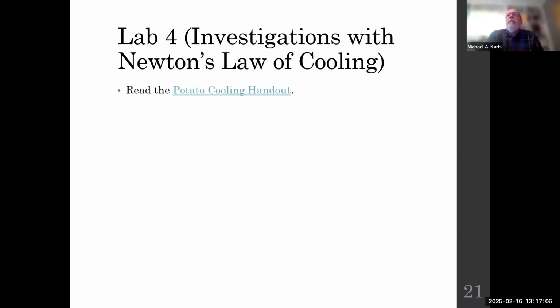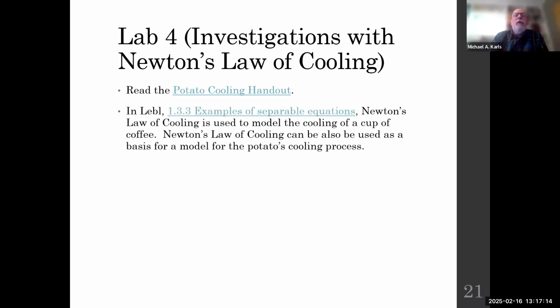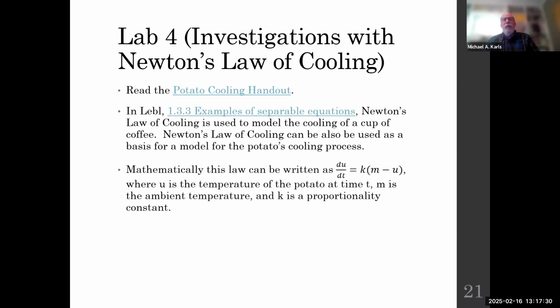And then the next thing I wanted students to do in lab 4 was this is using Newton's law of cooling. So read the potato cooling handout, and then this is a reference to a textbook I use for teaching differential equations. It's written by Jury Lebl, and so if you go to that link, you'll learn about Newton's law of cooling if they hadn't seen it before, for cooling a cup of coffee, and you can use this for modeling the potato as it cools.